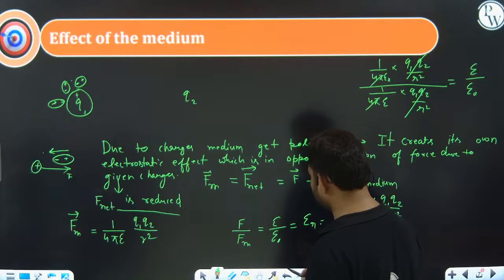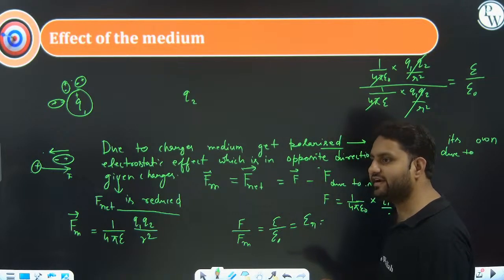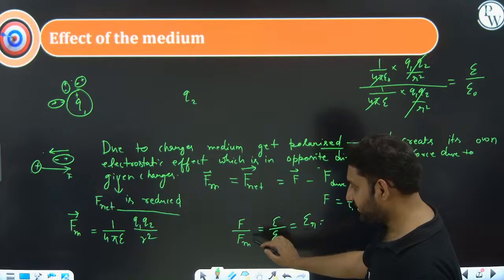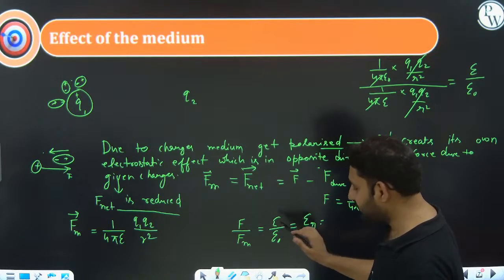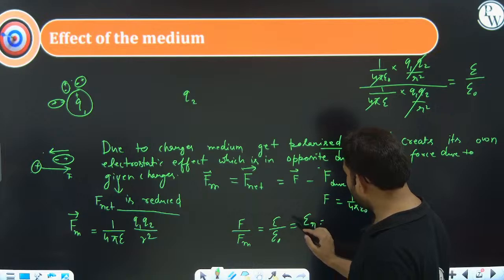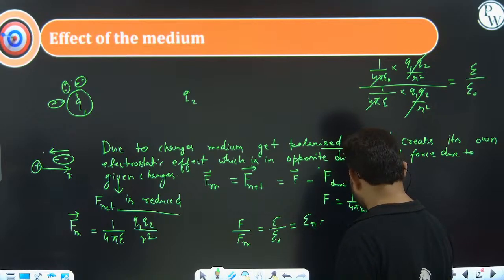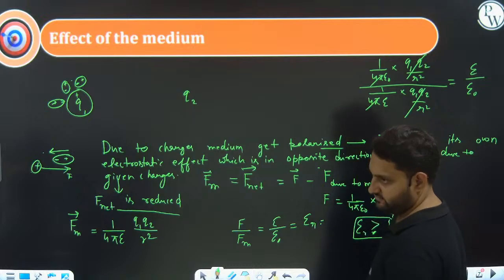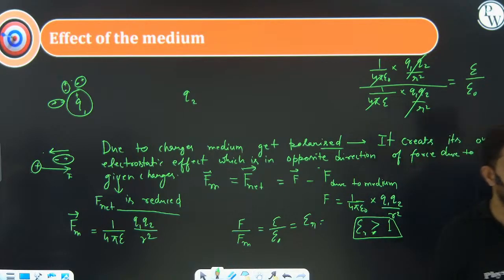Now one thing is very important: relative permittivity is always greater than 1, because this F is greater than Fm, and this epsilon is greater than epsilon naught. Clear? So this relative permittivity is always greater than or equal to 1, but it can be equal to 1 when both the mediums are the same. Is it clear? No confusion?